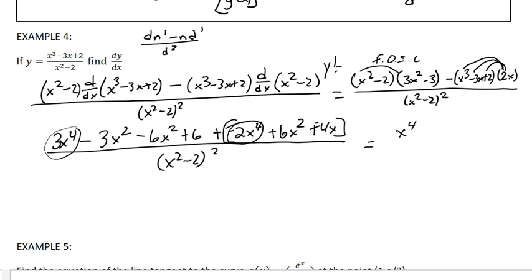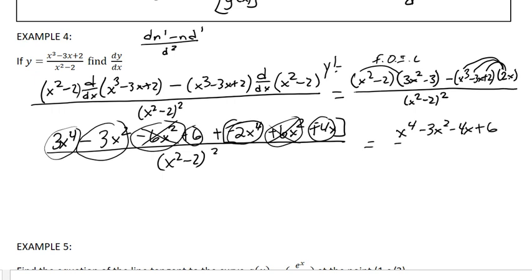And then I have this negative 3x squared left over, so that would be there. I have a negative 4x, nothing to combine it with, and a 6, nothing to combine that with as well, over x squared minus 2 squared. And you likely could leave it as the x squared minus 2 squared. It's unlikely that they'd FOIL that out because there's really nothing to combine it with even if you did. But this would be the simplified version of our derivative.